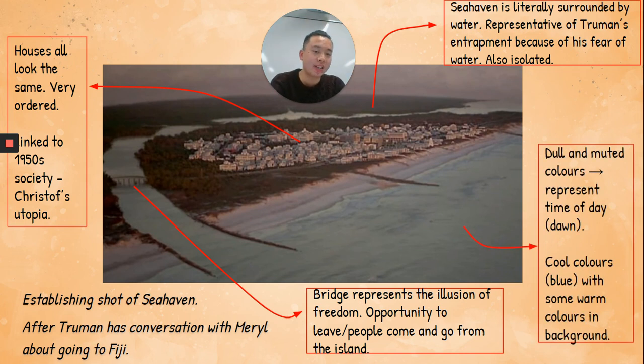Last but not least, notice the colors. You've got the dull muted colors, which represent the time of day. Perhaps this is dawn, the start of a new day, or perhaps it's dusk, the end of a day when the sun's going down. Also notice the cool colors of the water, the blue, mixed with some warm colors, the reddish, amberish, orange, greenish tones of the flora and fauna surrounding Sea Haven. So there's a mixture of cool colors and warm colors.